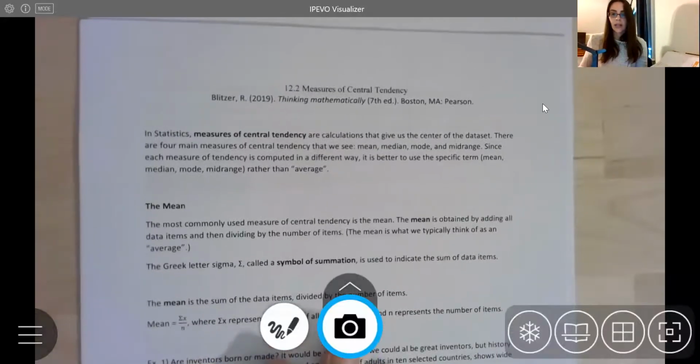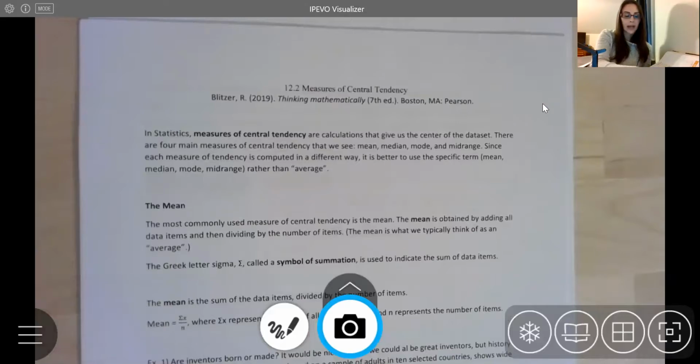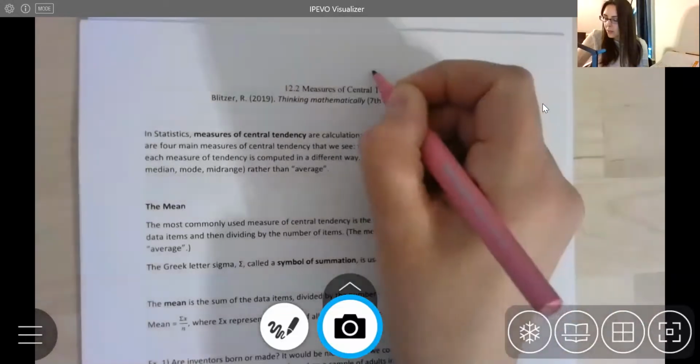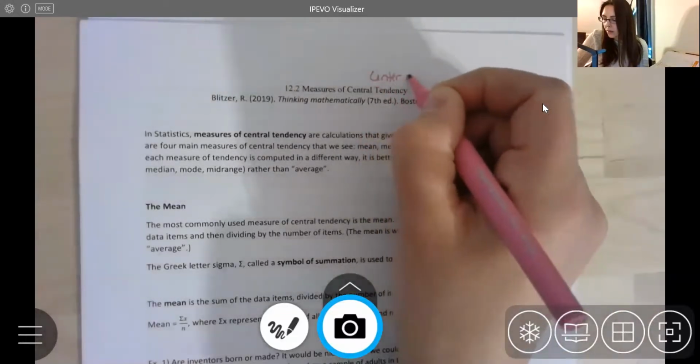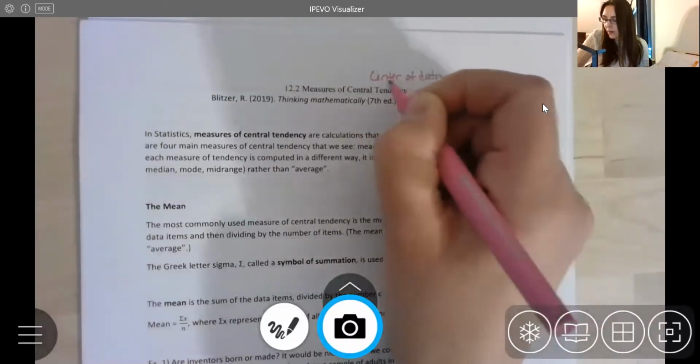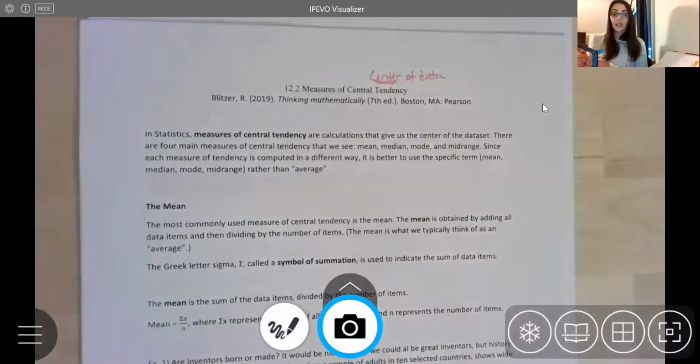In this section, we're actually going to get into how to do some calculations with statistics. So we're going to cover your basic calculations here. Section 12.2 is about measures of central tendency. So basically, we're looking at the center of the data. Central tendency just means the center of that data.